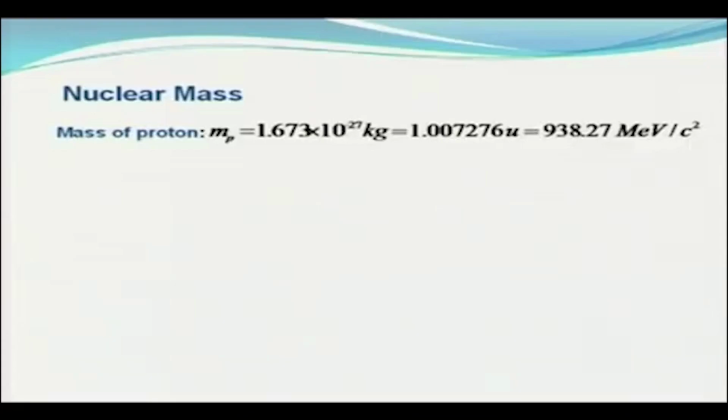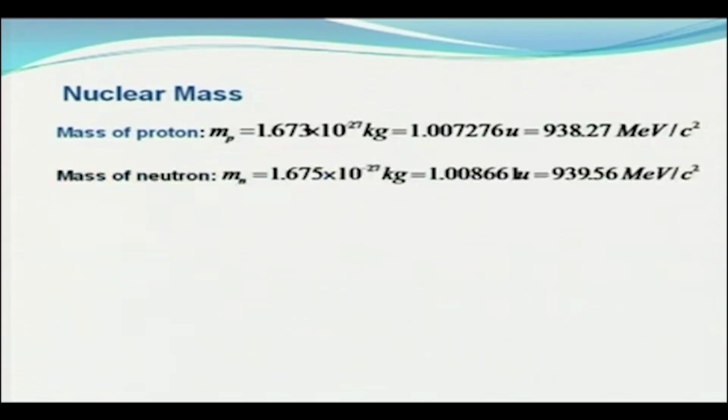So, in this unit, the proton has a mass of 938.27 MeV, where MeV means mega electron volt, which is 10 power 6 electron volts per c square. And the mass of the neutron is similarly 1.675 times 10 power minus 27 kilogram, or 1.008661 u, which is equal to 939.56 MeV per c square. They are almost the same mass, but the neutron is a tiny bit heavier compared to the proton.